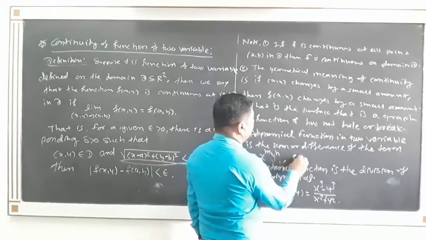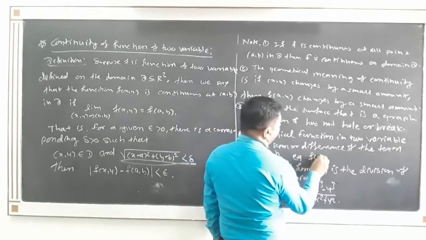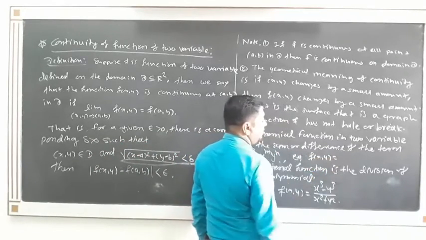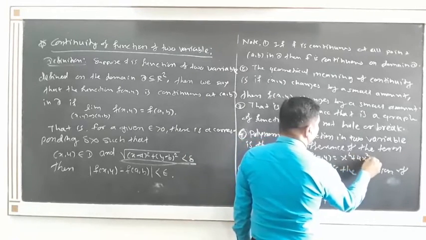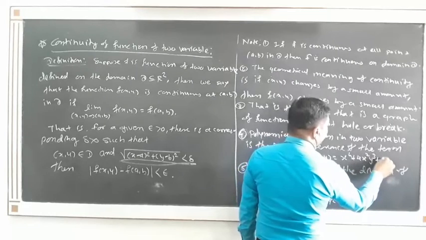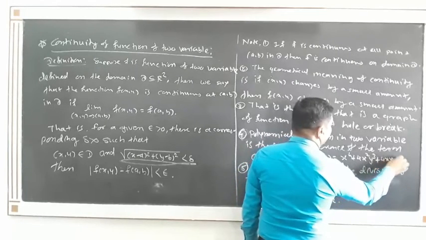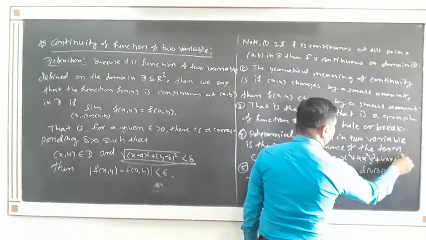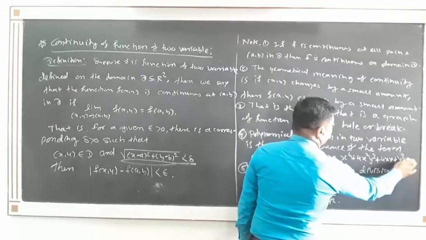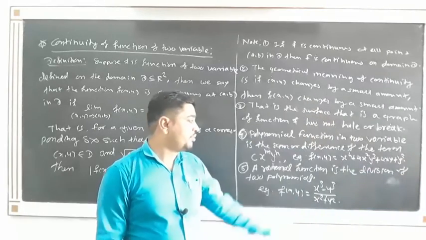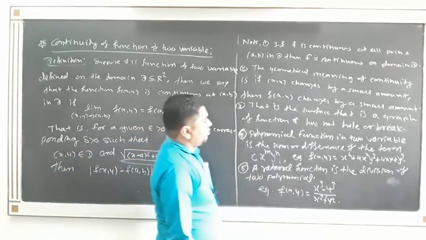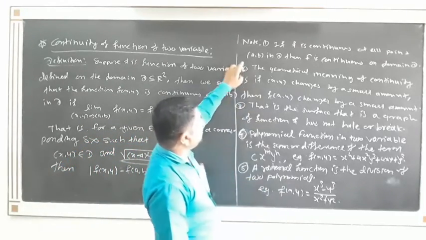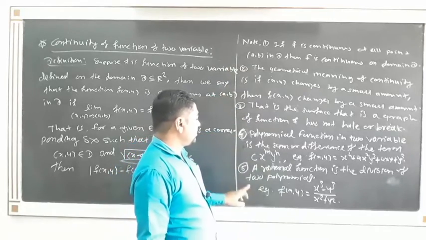Similarly, we can take another example. Suppose f of xy, a polynomial, is x raised to 4 plus 4x raised to 2 y raised to 3 plus 4xy plus y raised to 3, and so on. Suppose this polynomial is given. So we see the geometrical meaning: continuous, polynomial function and rational.